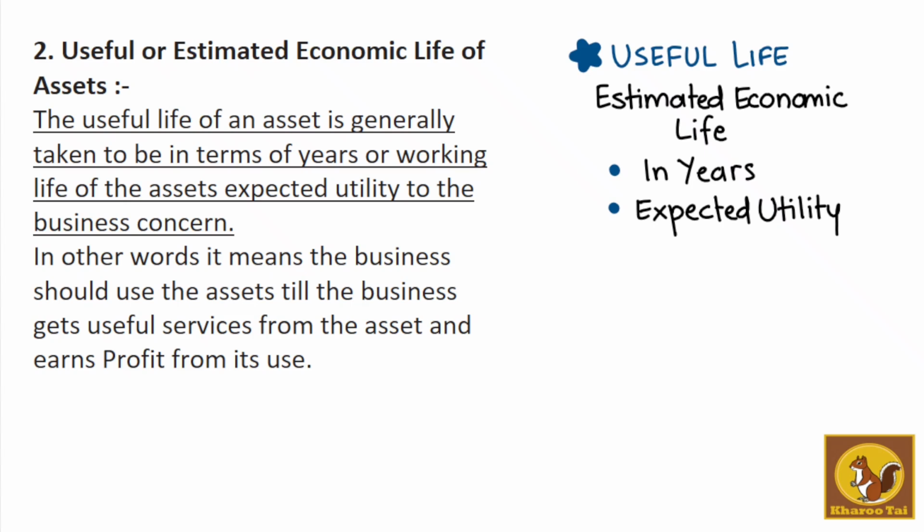Second point is useful life. It is also called as estimated economic life of asset. What is useful life? The useful life of an asset is generally taken to be in terms of years or working life of the asset's expected utility to the business concern. Generally, when we talk about life of an asset, we consider it in terms of years. The life of computer is of 5 years, useful life is 5 years, useful life is 10 years, that way.